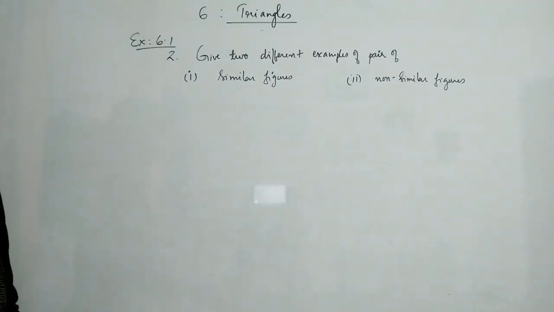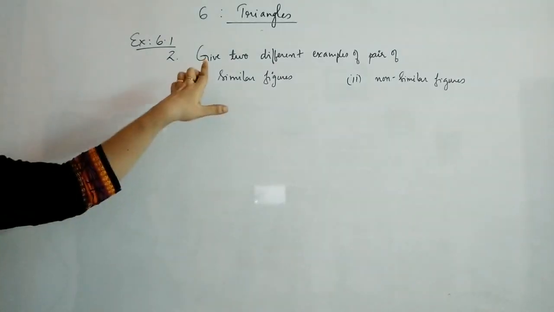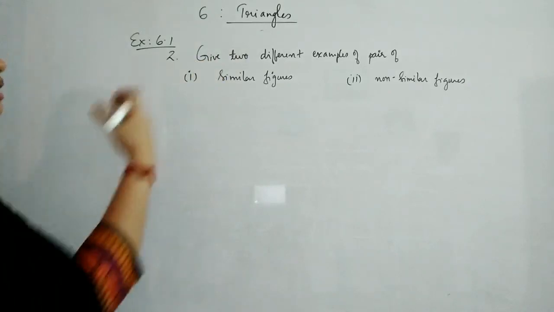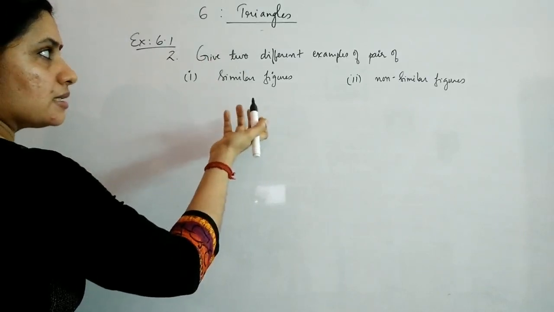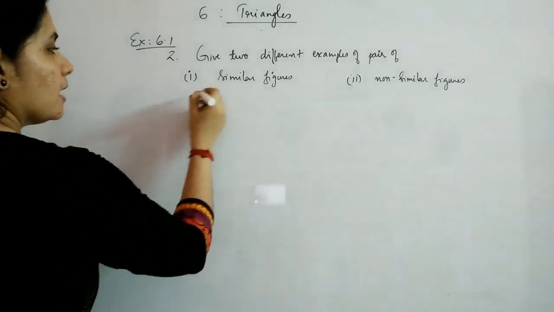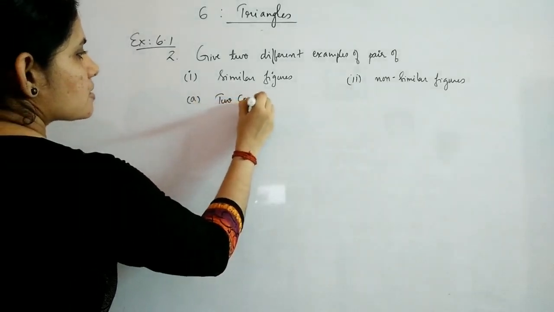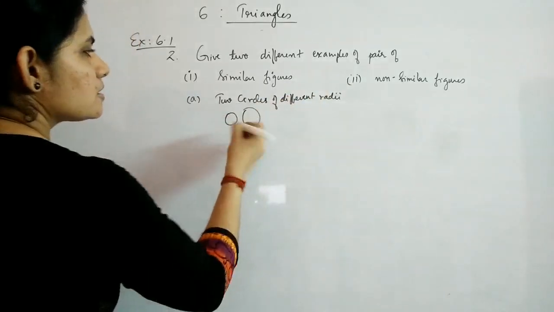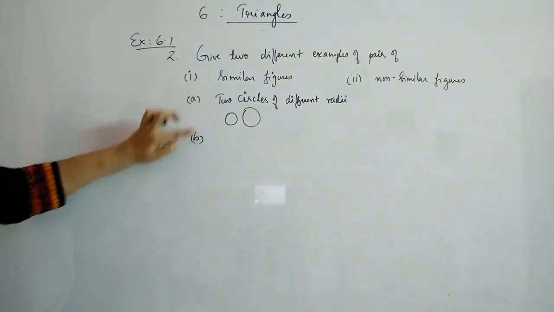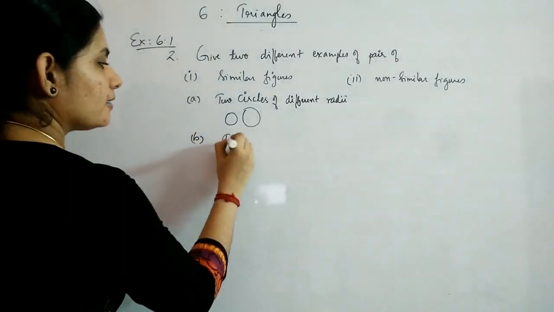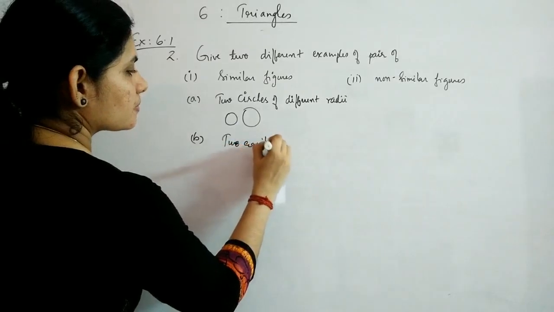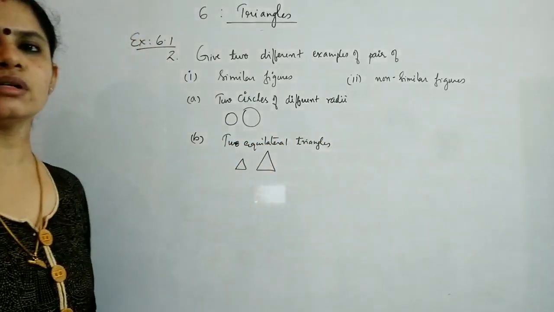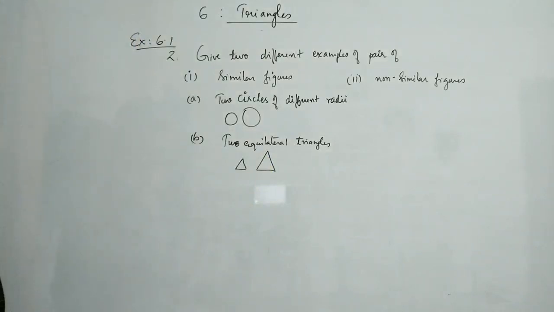Second question is, give two different examples of pairs of, first one is similar figures and second one is non-similar figures. That means you have to give two examples each of similar and non-similar. Okay, now when you consider for similar figures, you can just consider two circles. If you are considering two circles of different radii, they will be similar figures. So for this you can just write two circles of different radii, right? That means if you are taking like this, these two are similar figures. So another example for similar figures, you can just take two equilateral triangles. Their angles are equal, so you can say that angles are equal and sides are proportional, so equilateral triangles will give you your similar figures.